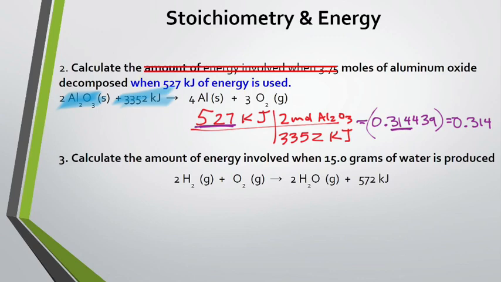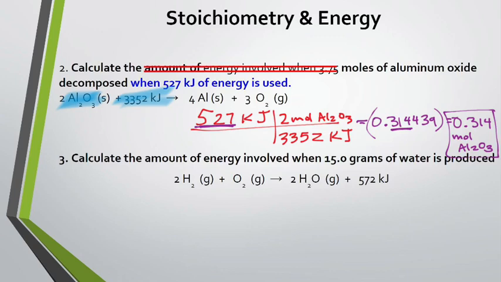And this is not kilojoules here, because we were asking how many moles of aluminum oxide would be decomposed, and we ended up with aluminum oxide there up on top. Our final answer is going to be 0.314 moles of Al2O3. So hoping that flipping it around like that doesn't suddenly confuse you. Same idea, just starting with kilojoules.